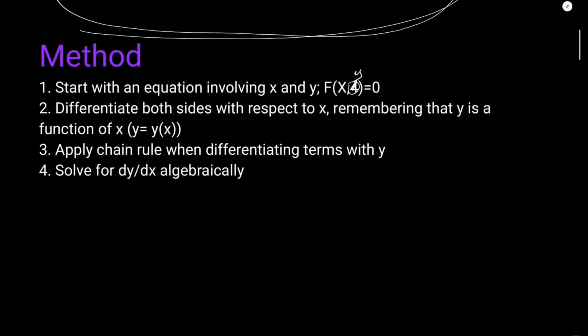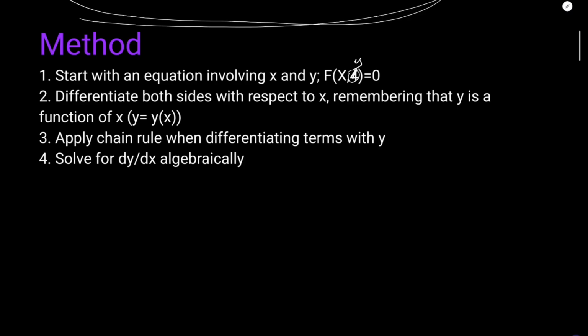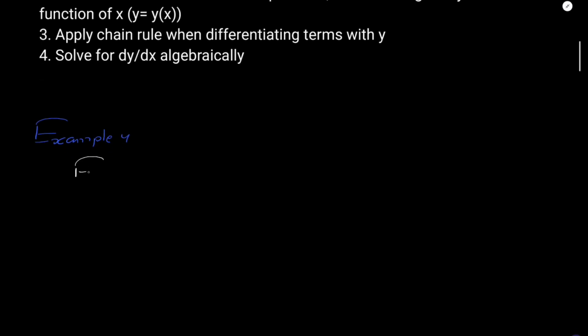In order to better understand this concept, we are going to use some examples. So let's start with our first example, example 1. What does example 1 tell us to do? Find dy/dx if x squared plus y squared equals 25.